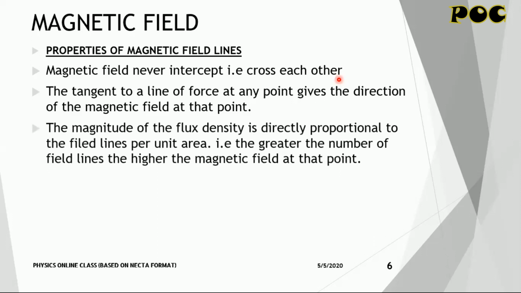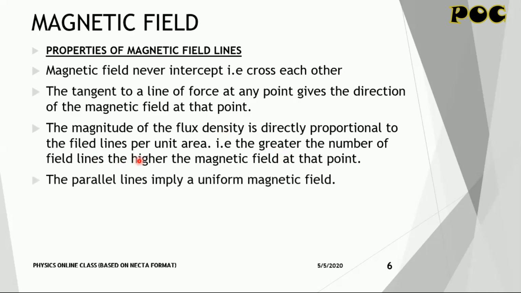A tangent drawn to a line of force at any point will indicate the direction of the magnetic field at that point. The third property, we say the magnitude of the flux density is directly proportional to the field lines per unit area. Therefore, if we have many magnetic field lines in a given area, that shows that the flux density or magnetic field intensity is larger. The greater the number of field lines, the higher the magnetic field at that point. And the fourth property, we say parallel lines always imply a uniform magnetic field.